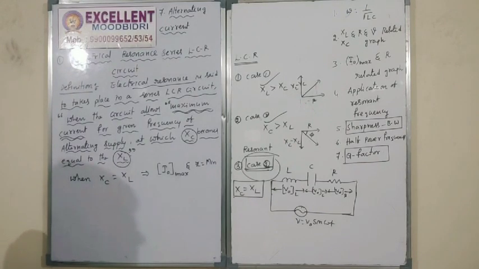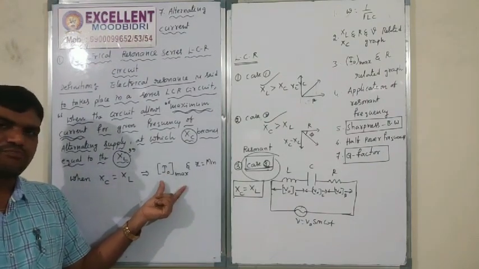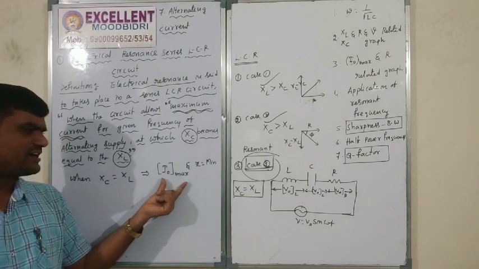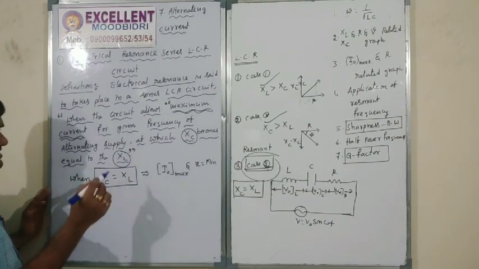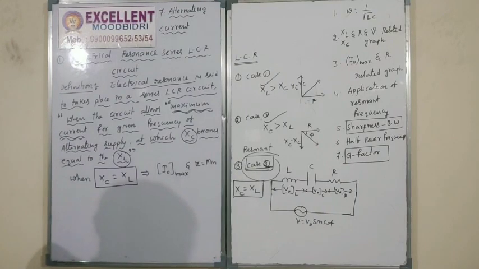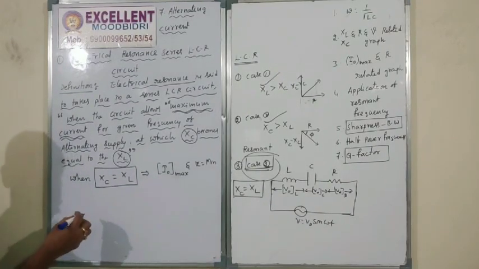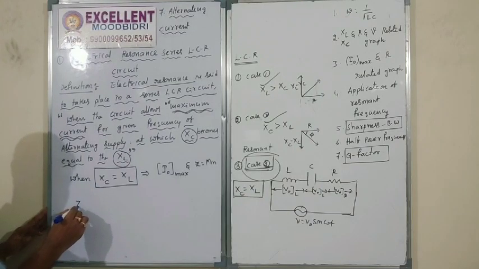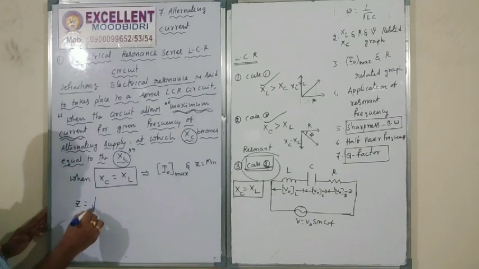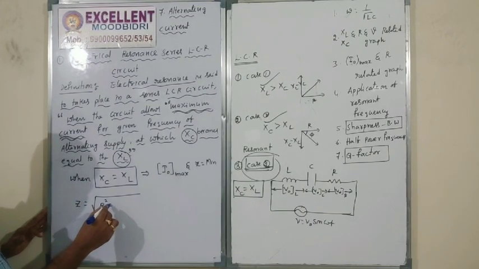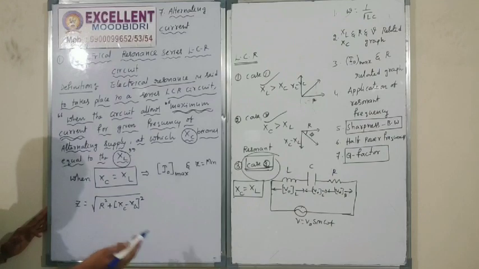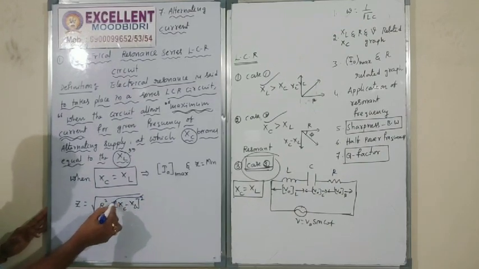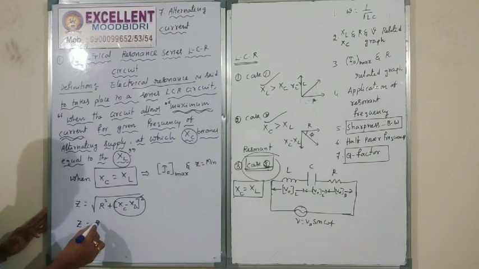Z is minimum. Z is equal to R. When Z is minimum, I naught becomes maximum. The condition is when XC is equal to XL. Now the Z formula we know already: Z is equal to root over R square plus XC minus XL whole square, or XL minus XC, no problem. Both are equal and this becomes 0. Therefore, Z is equal to R.